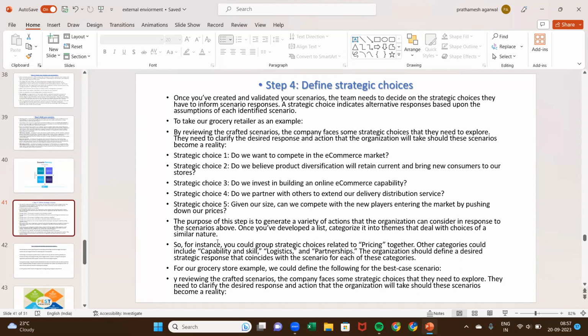Capabilities and skills: yes, I do have the capabilities and skills. What are you going to do with that? If you don't have the capabilities and skills, how are you going to work it out? Similarly, it goes with logistics and partnership.